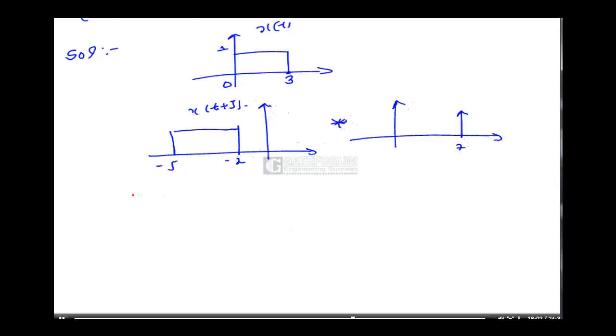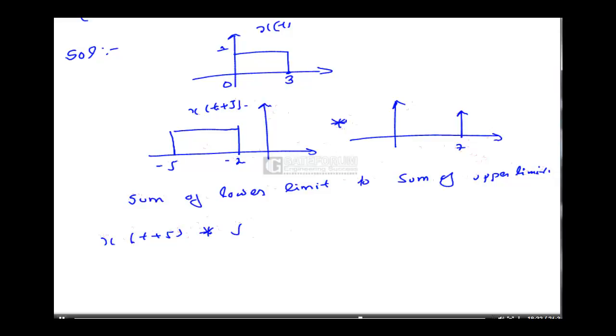Again, use the principle: sum of the lower limit to sum of the upper limit. Sum of the lower limit is 7 plus 5. Sum of the upper limit is how much? Again, it has no value. So x of t plus 5 convolved with delta of t minus 7 will become x of t minus 2.